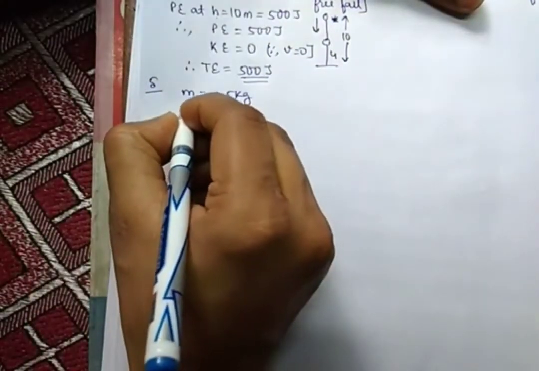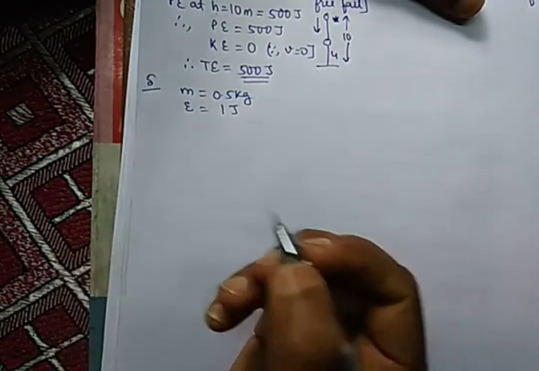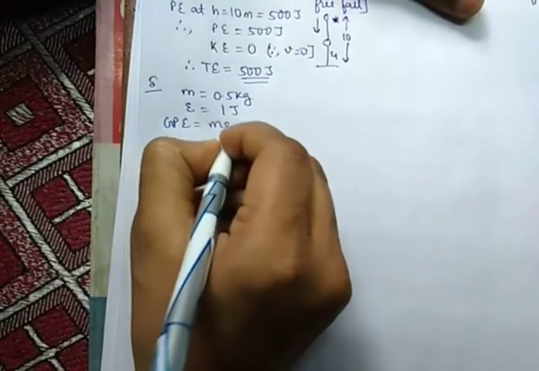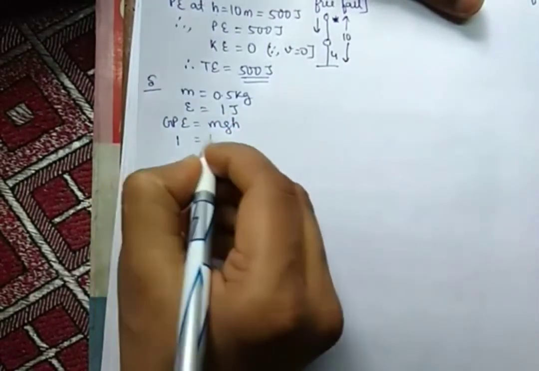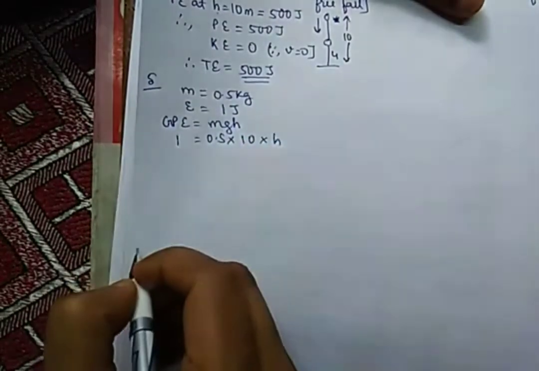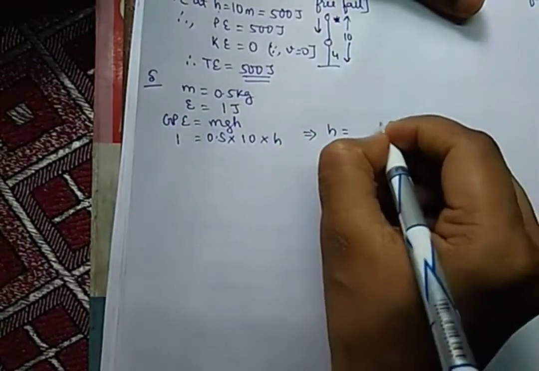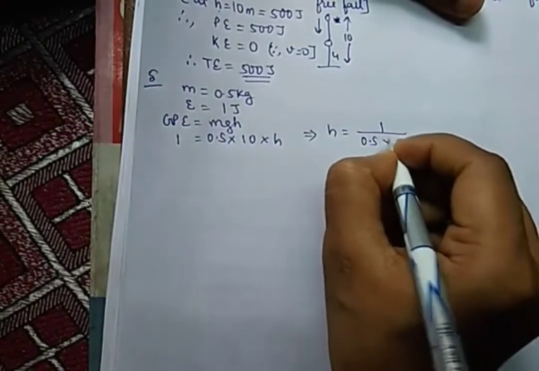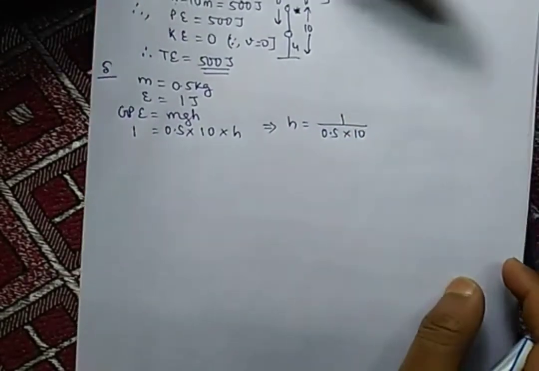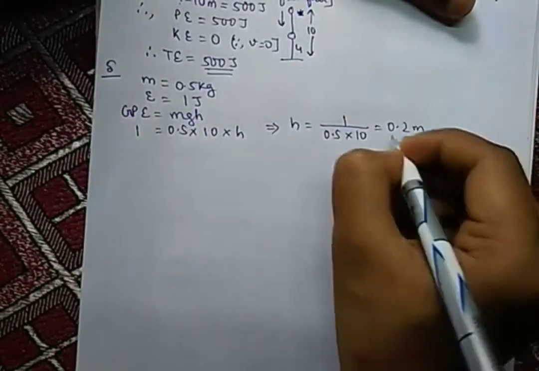Energy is 1 joule. Okay, so gravitational potential energy is equal to mgh. This is 1, mass is 0.5, g is equal to 10, height you have to find. So h is equal to 1 by 0.5 into 10. So 10 1 by 5, that will be 0.2. So 0.2 meter.